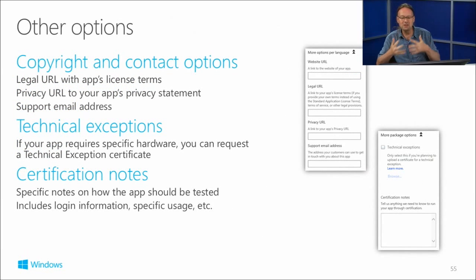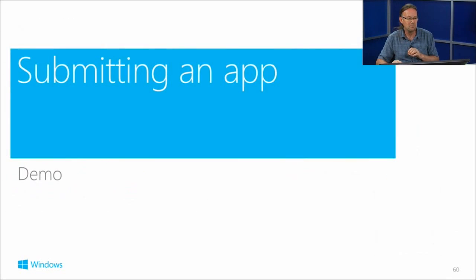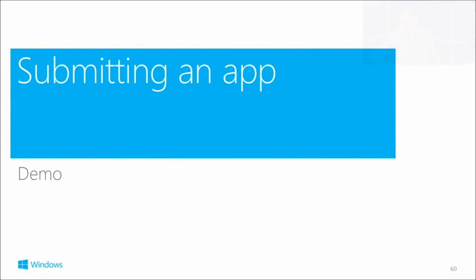You need to supply some legal URLs and privacy URLs and a support email address. So you have to specify these kinds of things. And then you've also got these technical exceptions. If you've got a username and password that needs to be submitted in order for the testers to test your app, you can add it in the certification notes. Quick little demo showing the process of this.